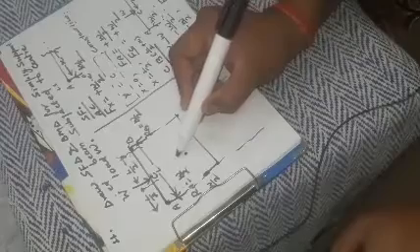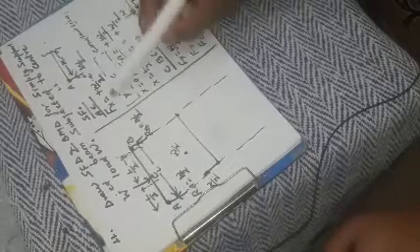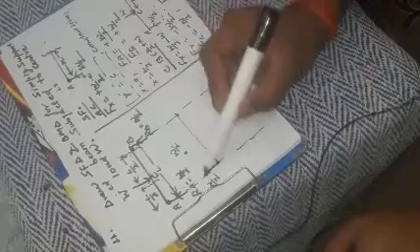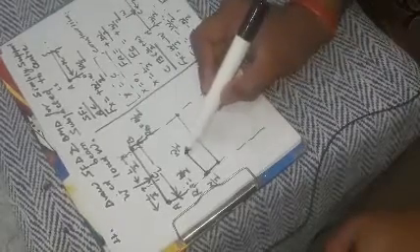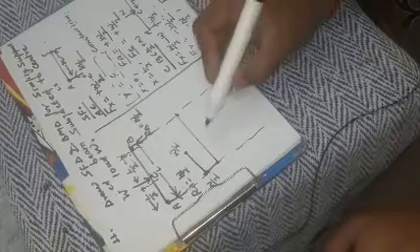At point C, it is again W by 2. Variation for this one, Y equal to C, constant line, right? So we'll make a constant line here. Now, for point C, it is minus W by 2.